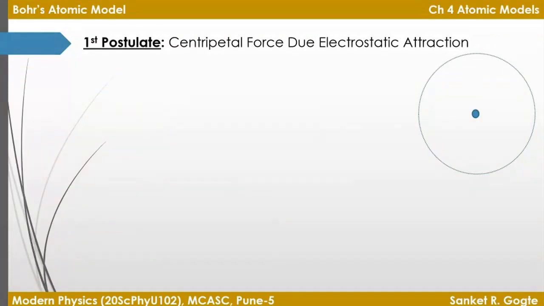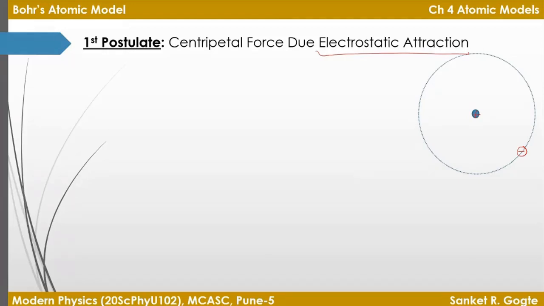So Bohr assumed a very similar first postulate, just like Rutherford's atomic model, that there is a nucleus to the atom which contains almost all the mass and all the positive charge, and electrons revolve about that nucleus due to the electrostatic force between the nucleus, which is positively charged, and the electron, which is negatively charged. The required centripetal force for motion of the electron in a circular orbit is given by this electrostatic attraction.